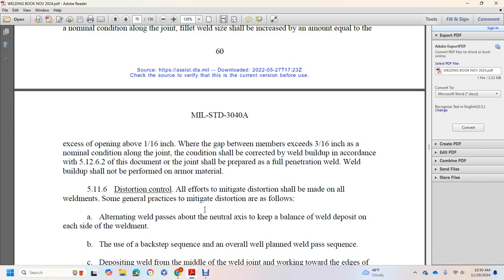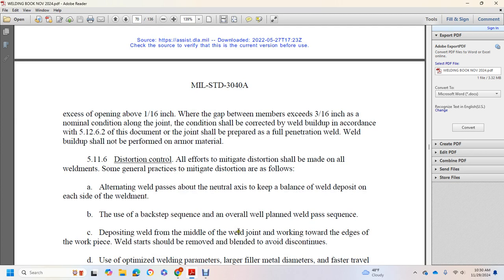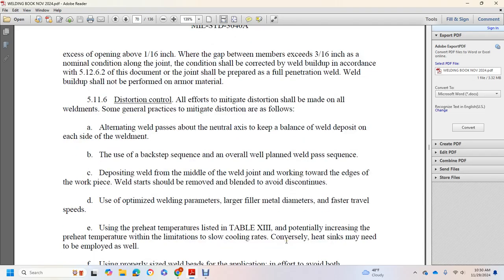Distortion control. All efforts at mitigation and restoration shall be made on all weldments. Some general practices to mitigate distortion are as follows. Alternate weld passes about the neutral axis to keep the balance of the weld deposit on each side of the weld. Use a back-step sequence, an overall weld plan, and a weld pass sequence, depositing weld in the middle of the joint and working towards the edge of the workpiece. Weld starts should be removed and blended to avoid discontinuities.